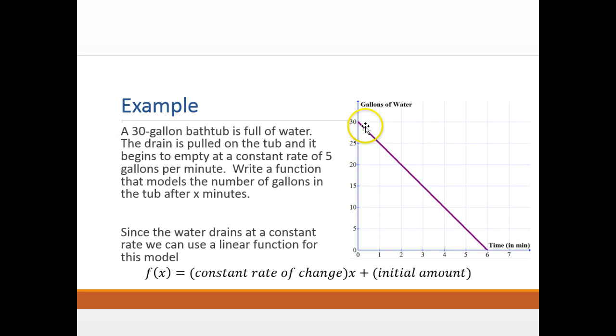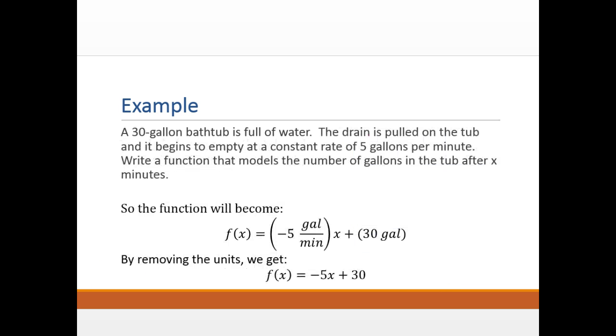Well, we can draw a graph, sketch it out if we want to. However, we do know right away, since the water drains at a constant rate, that automatically implies a linear function. So I know that f of x equals the constant rate of change times x plus the initial value. If I were to actually write an equation for this, our constant rate of change is negative 5 gallons per minute, because we're told that it drains. In other words, I'm losing water at 5 gallons per minute.